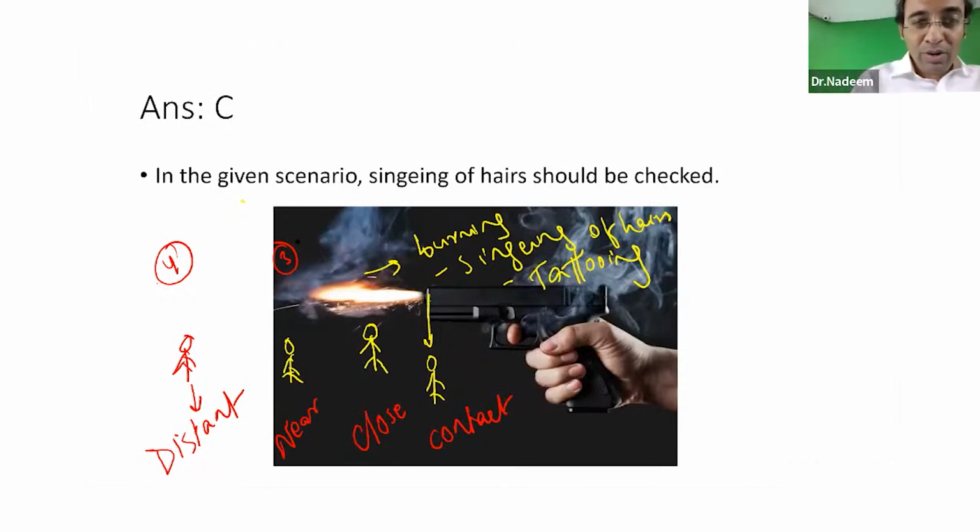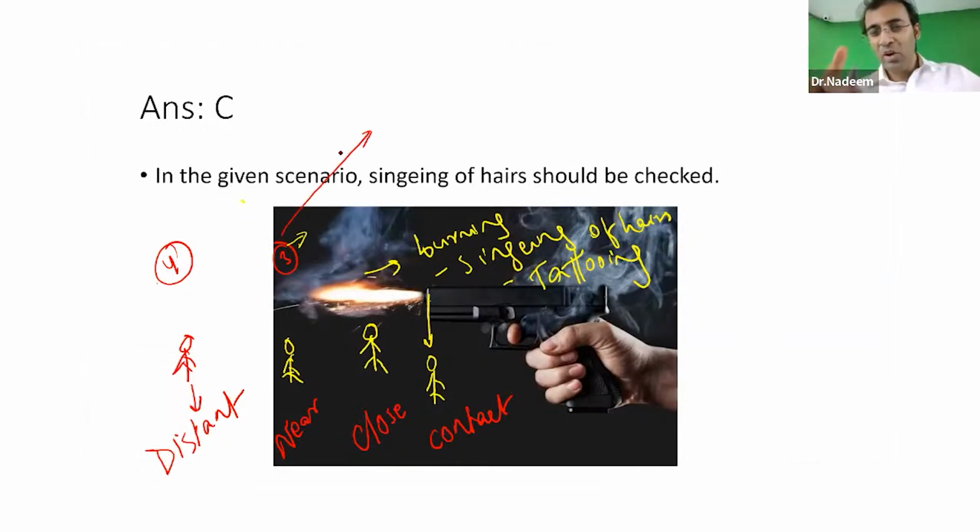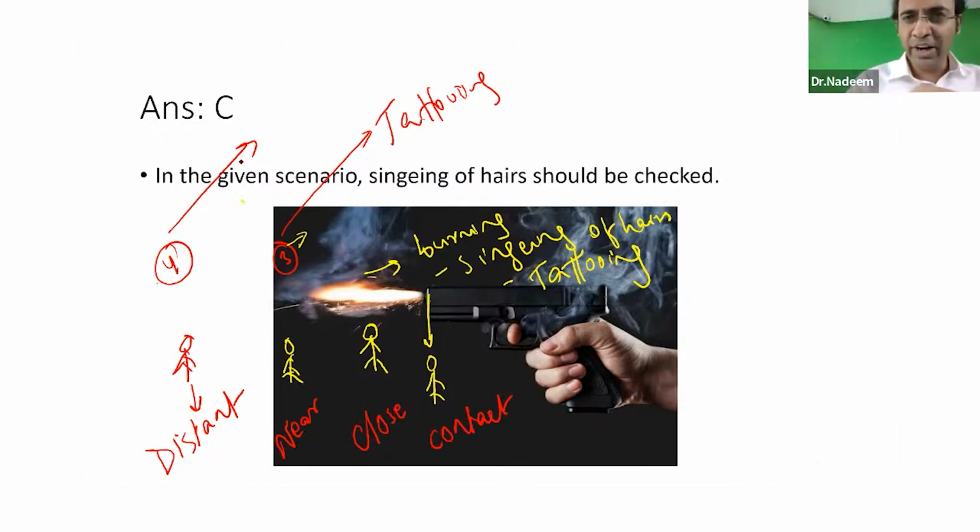Now what about victim number 3, standing beyond the range of flame but in the range of tattooing? Here there is no burning and blackening, only tattooing will be there in the near range. No burning. And in the distant shot, no burning, no blackening, no tattooing, only an entry wound, a circular wound. Easy to understand.